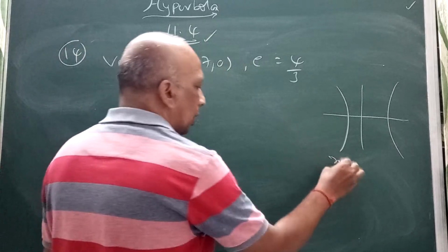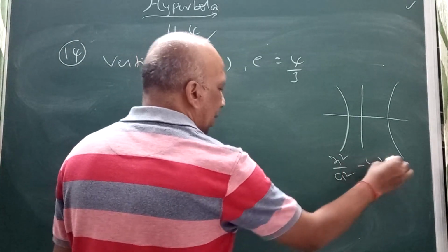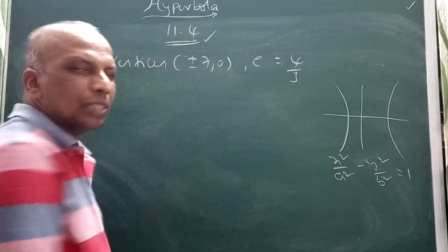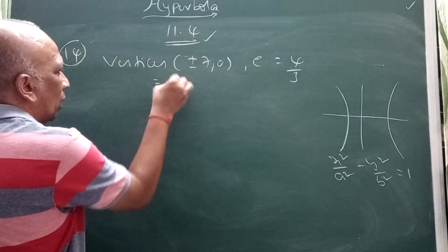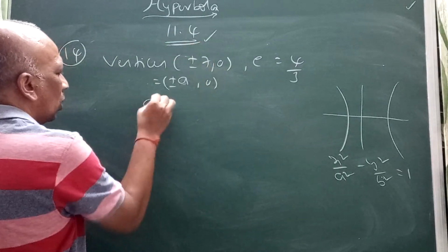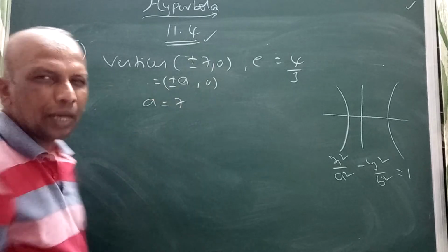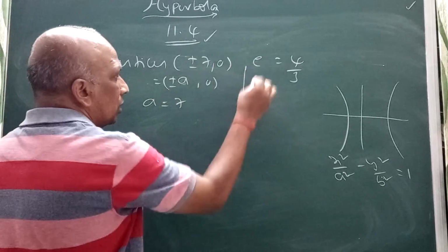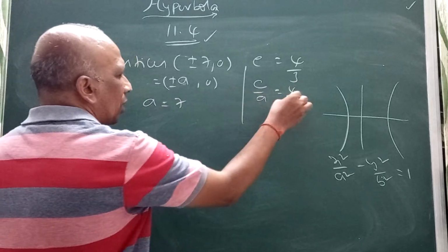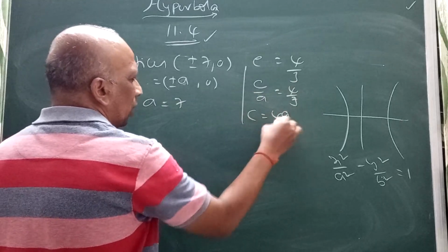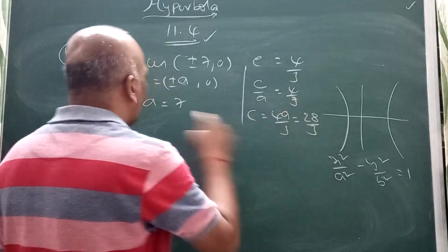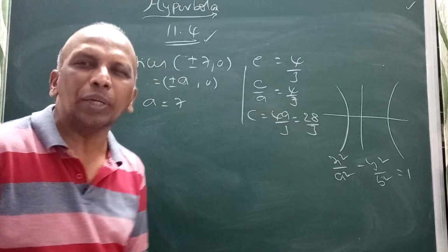This equation we know: x square by a square minus y square by b square is equal to 1. Correct. This one, what is this? Means we get a value. This is nothing but plus or minus a comma 0. So I can write this is plus or minus a comma 0. A is equal to 7. Eccentricity, c by a is equal to 4 by 3. But a value is 7. So you get c is equal to 4a by 3. Then you will get 4 into 7, 28 by 3, right? Because a is equal to 7, c is equal to 28 by 3.